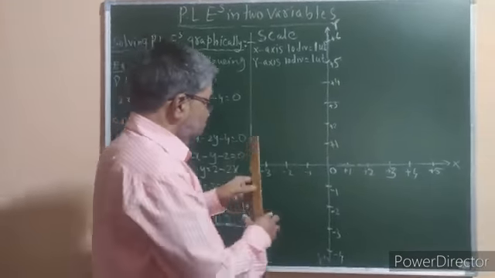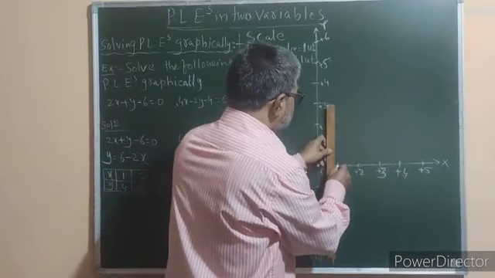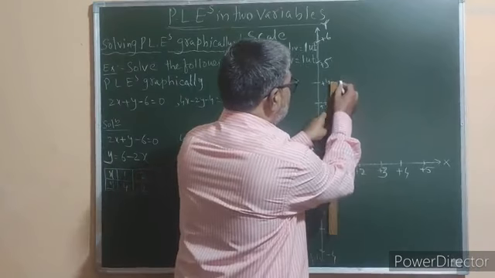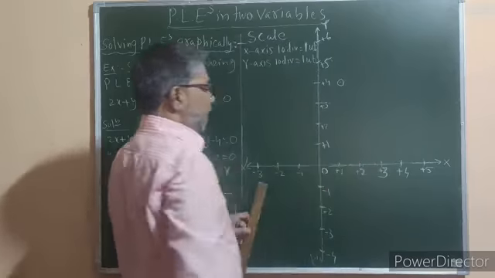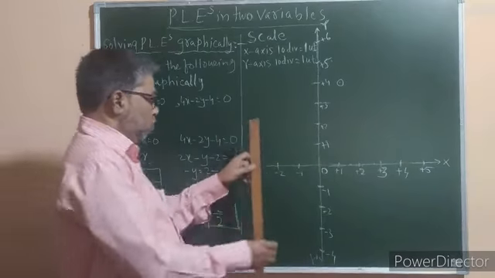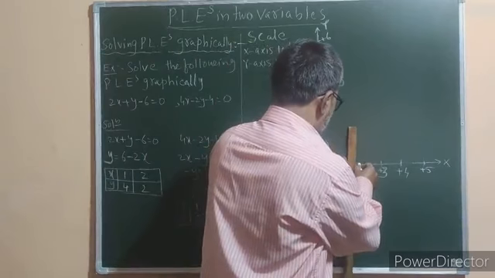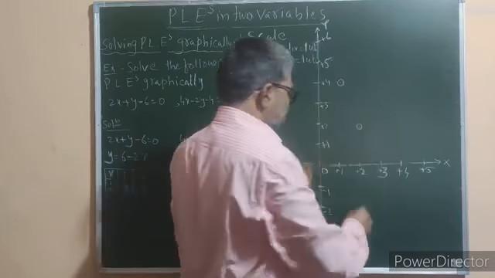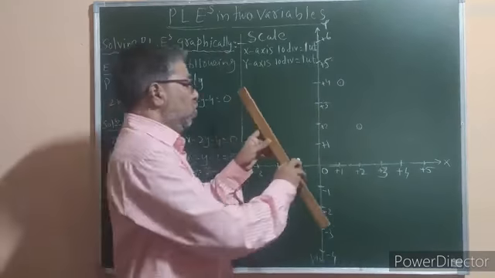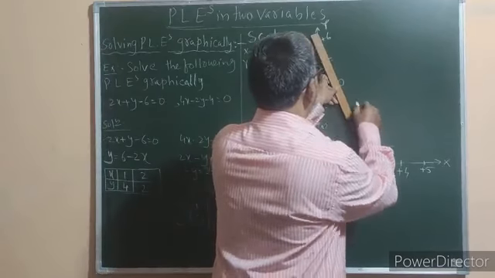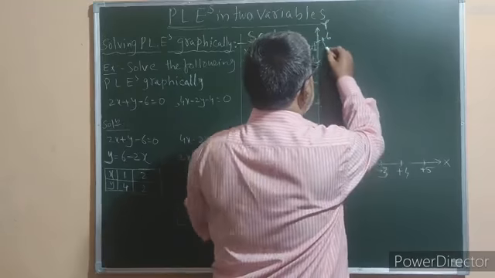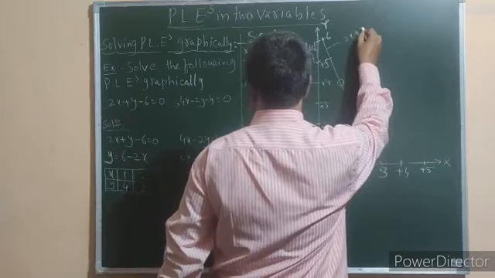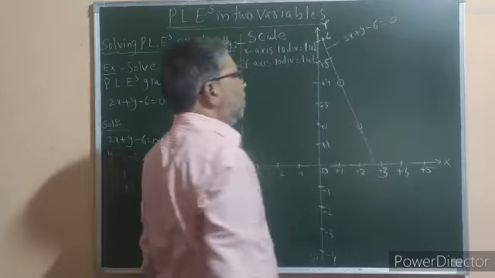The first pair is 1, 4: x-axis 1 is here, and y-axis 4 means you have to go vertically upward. Okay, now second, 2, 2: x is 2 here, and y-axis 2 means you have to again go vertically upward. You will be getting 2 points here. You join these points to get a line, and this line is nothing but the graph of linear equation 2x plus y minus 6 is equal to 0.